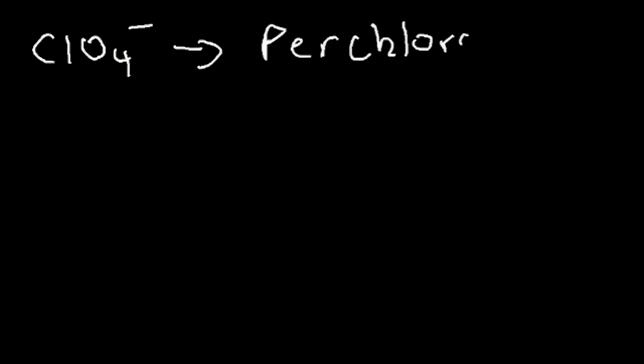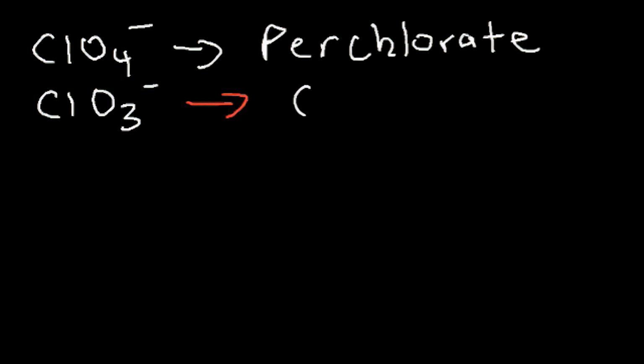Before we move on to naming ionic compounds, we need to go over the names of common monoatomic and polyatomic ions. So for example, ClO4 minus. This is a polyatomic ion. It's an ion that contains many atoms. Poly means many. This is called perchlorate. ClO3 minus is simply called chlorate. Perchlorate compared to chlorate simply has 1 more oxygen.